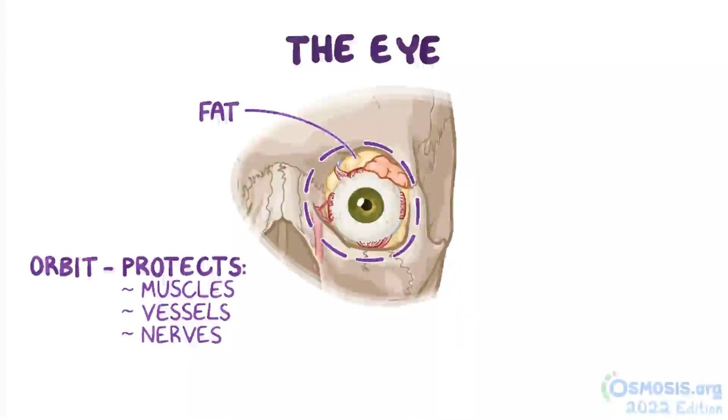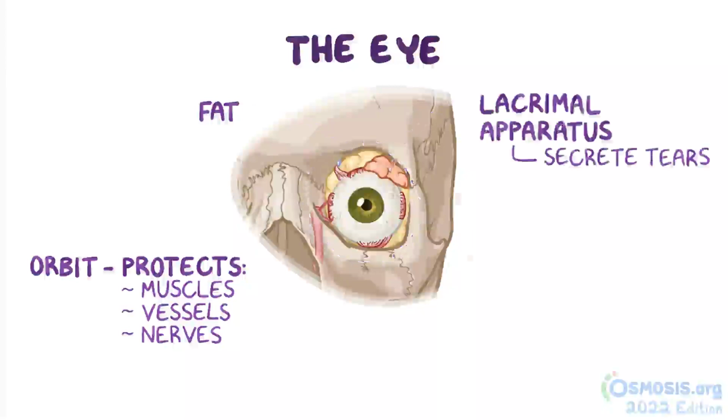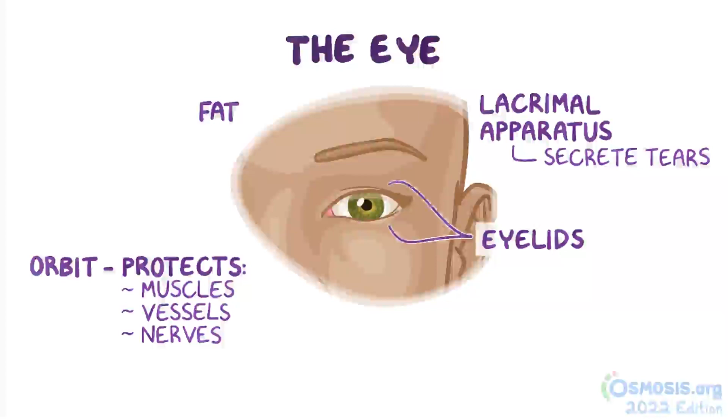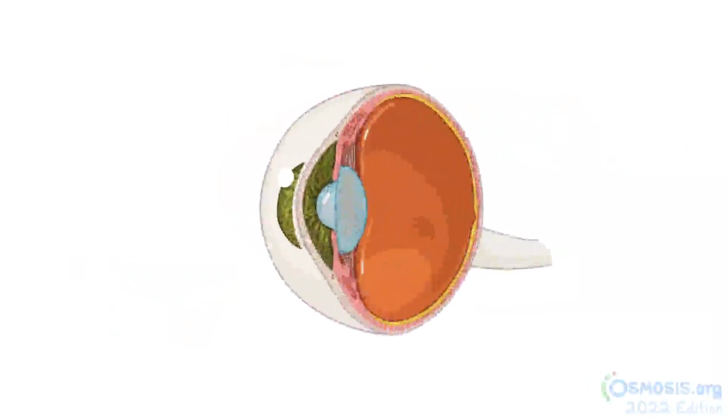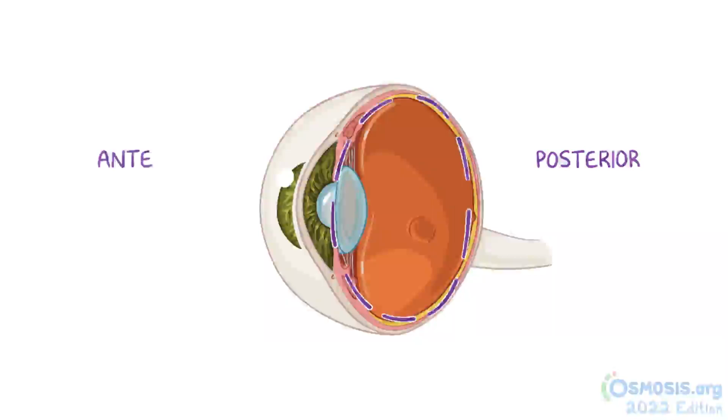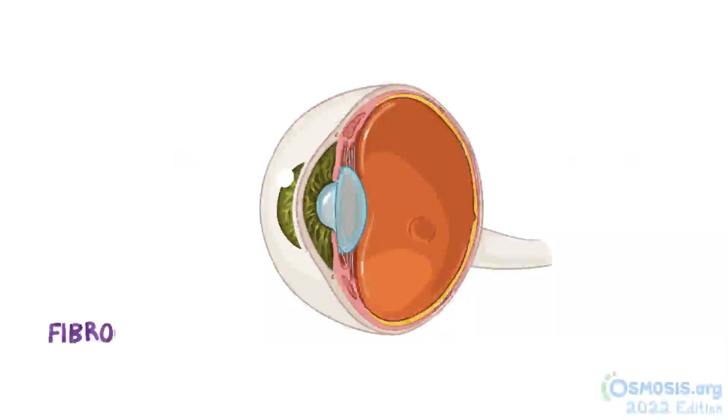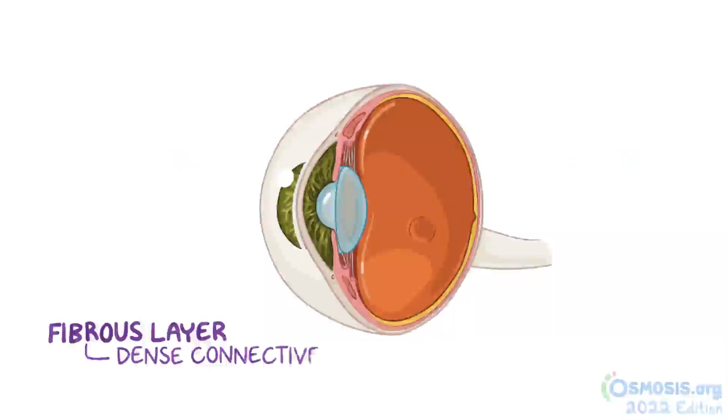Additional protection is ensured by the lacrimal apparatus, which secretes tears to lubricate the eyes, and the eyelids, which close and open as needed. Okay, now if you look at a sagittal cut of the eyeball, you'll see it's shaped like 2 spheres fused, a bigger posterior one and a smaller anterior one, both with liquid inside. To keep this shape, the eyeball needs a solid structure, the fibrous layer, which is made of dense connective tissue and forms the skeleton of the eyeball.